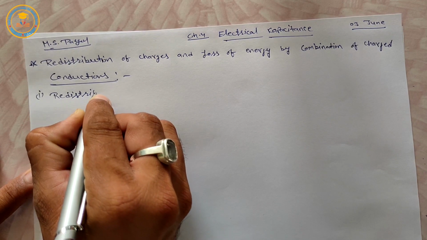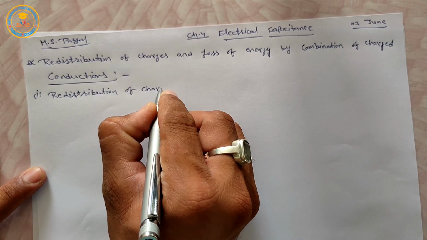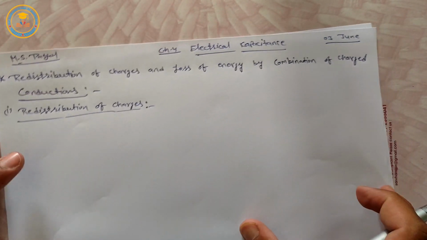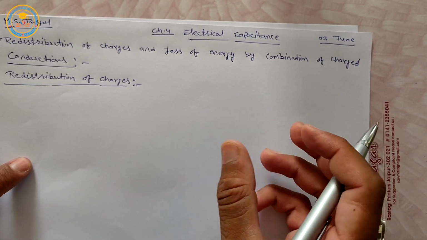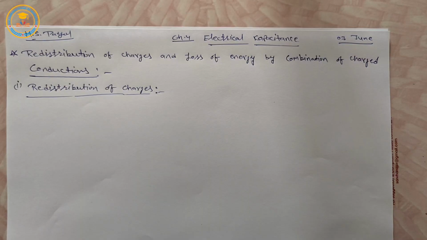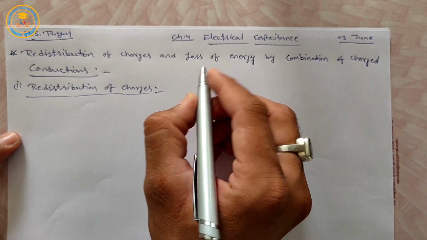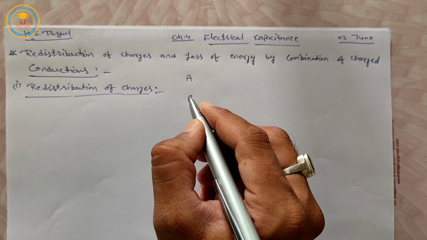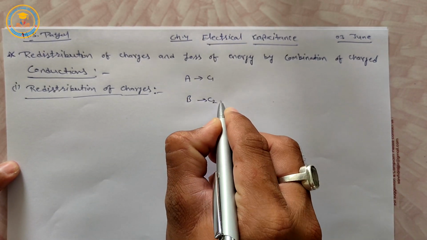the redistribution of charges. At the initial condition, suppose we have two isolated spherical conductors, A and B. The capacitance of these conductors is C1 and C2.